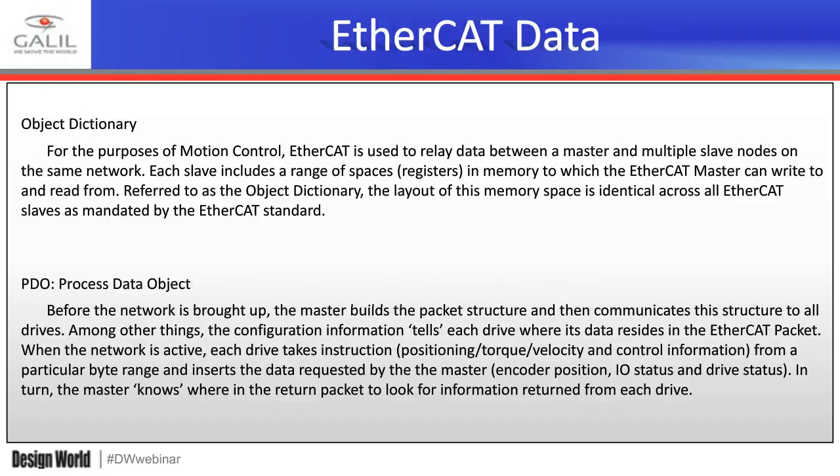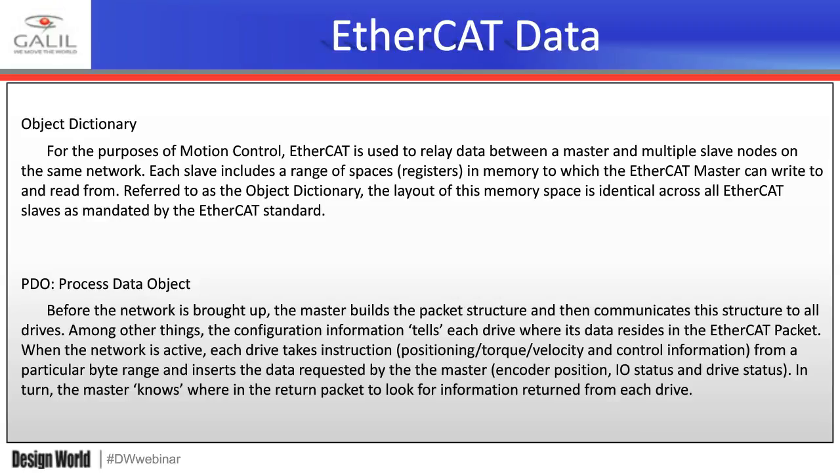So how is this data transmitted or sent from the master to the slaves? Again, for the purposes of motion control, EtherCAT is used to relay data between a master and the slave nodes on the same network. Each slave includes a series of spaces or registers in their memory to which the EtherCAT master can write to and read from.